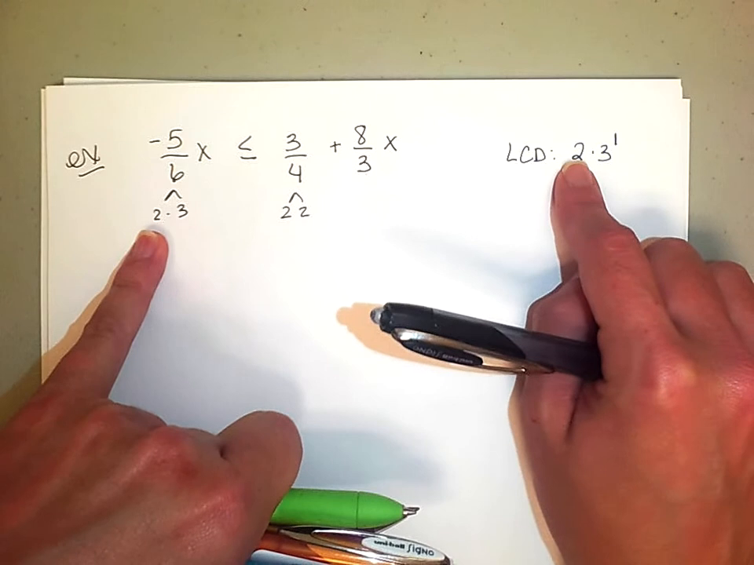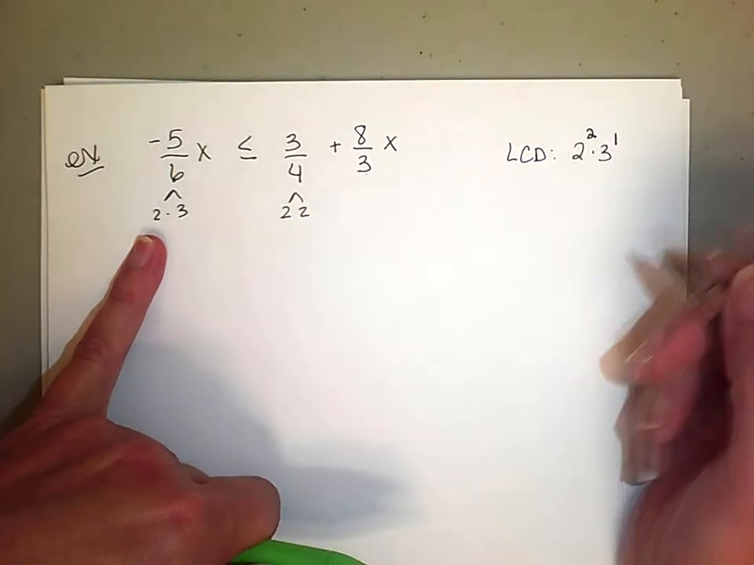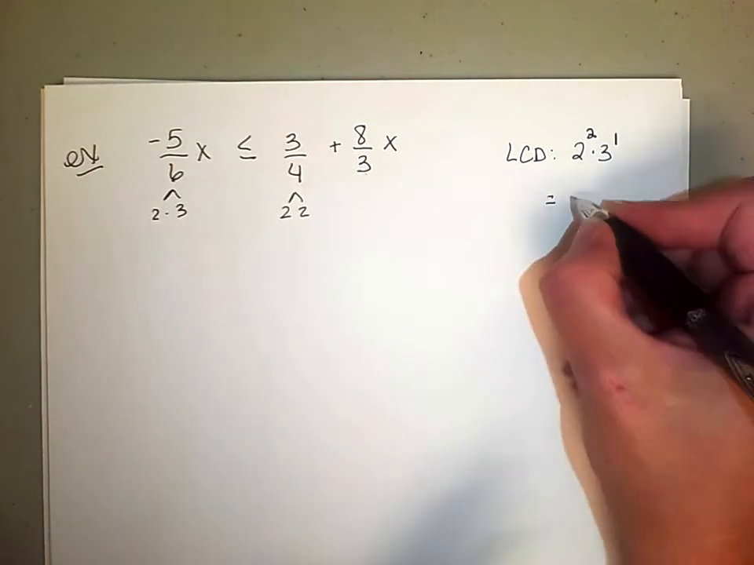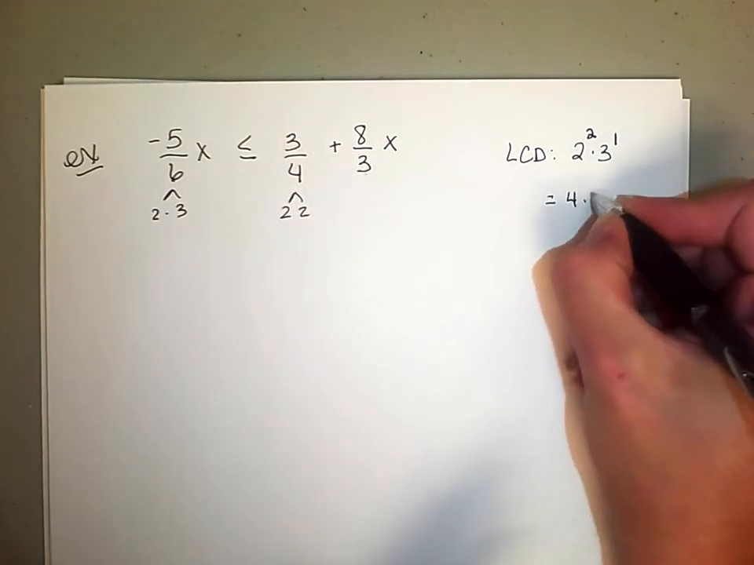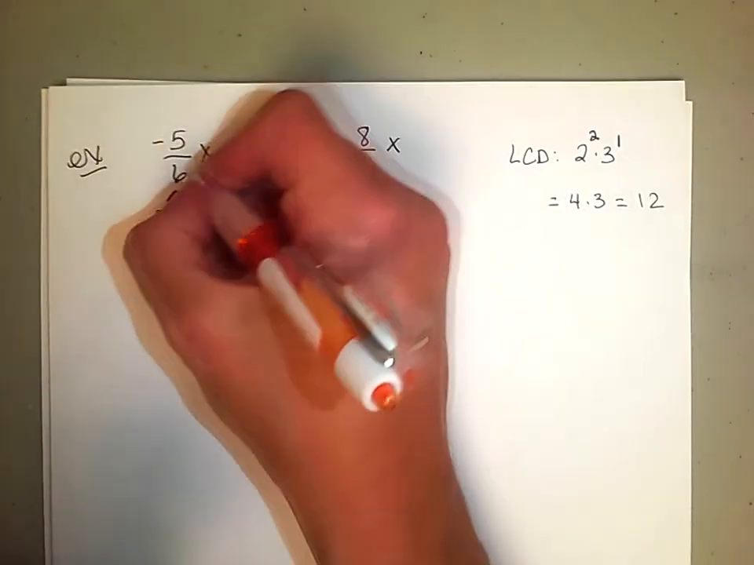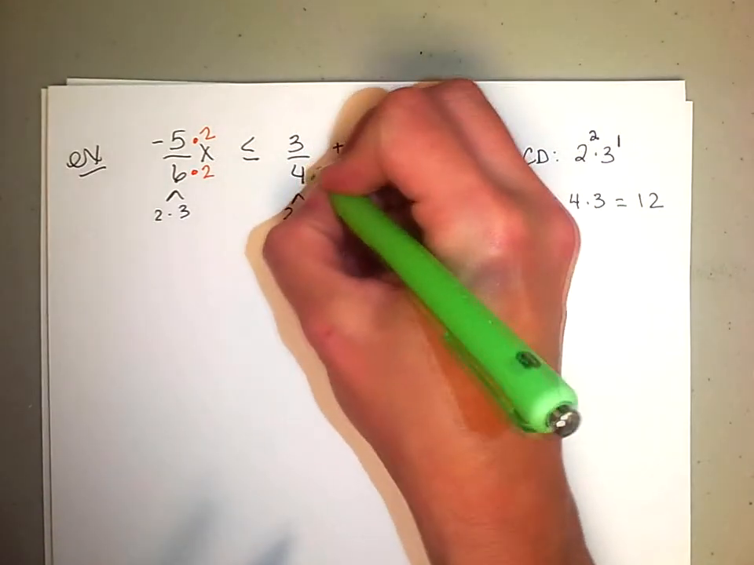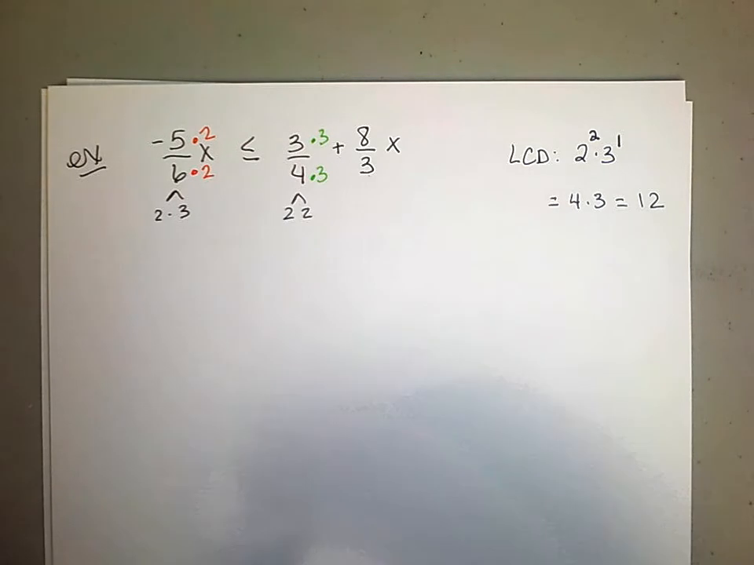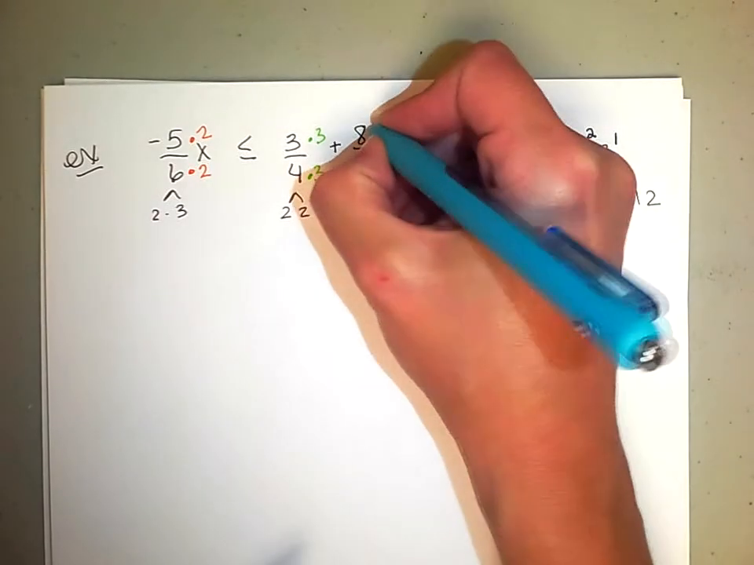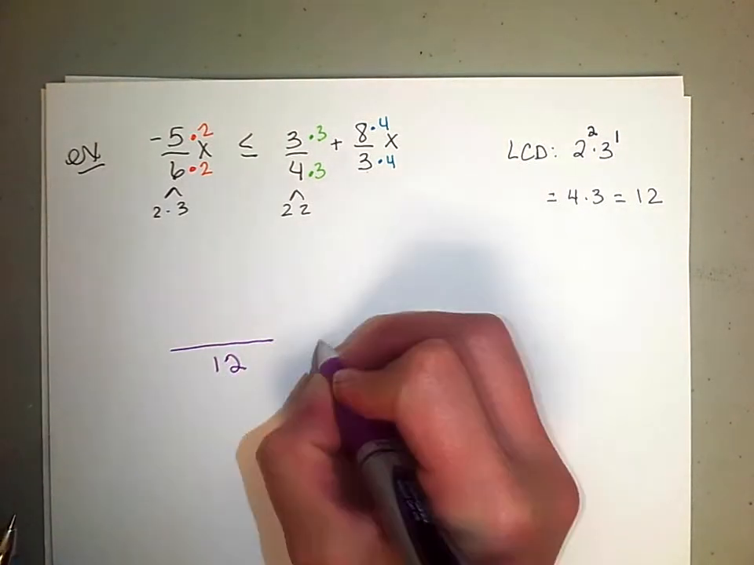For the 2's, here's a 2 to the first power, here's 2 to the second power, so the most amount of times we see 2 is squared. Which means our least common denominator, 2 squared is 4 times 3, which is 12. So to get to 12, I'll multiply this by the other 2. We'll multiply this by 3. We'll multiply this by 4. And so now our least common denominator is 12.